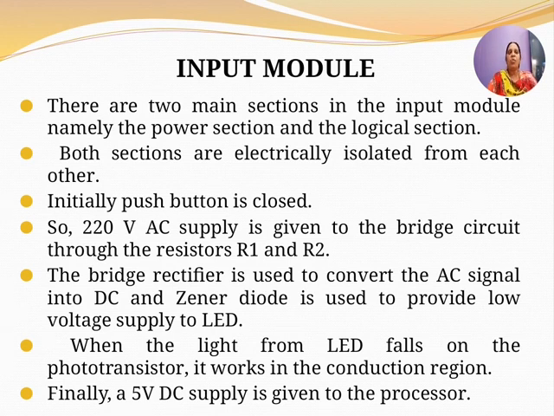Initially, when you push the button, it is closed, the circuit is closed, and so 220 volts AC supply is given to the bridge rectifier circuit through the resistors R1 and R2. The bridge rectifier is used to convert your AC signal into DC, and a Zener diode is used to provide low voltage supply to the LED. When the light from the LED falls on the phototransistor, it begins to work in the conduction region, and hence finally a 5 volt DC supply is given to your processor. So you are using an isolator section also.